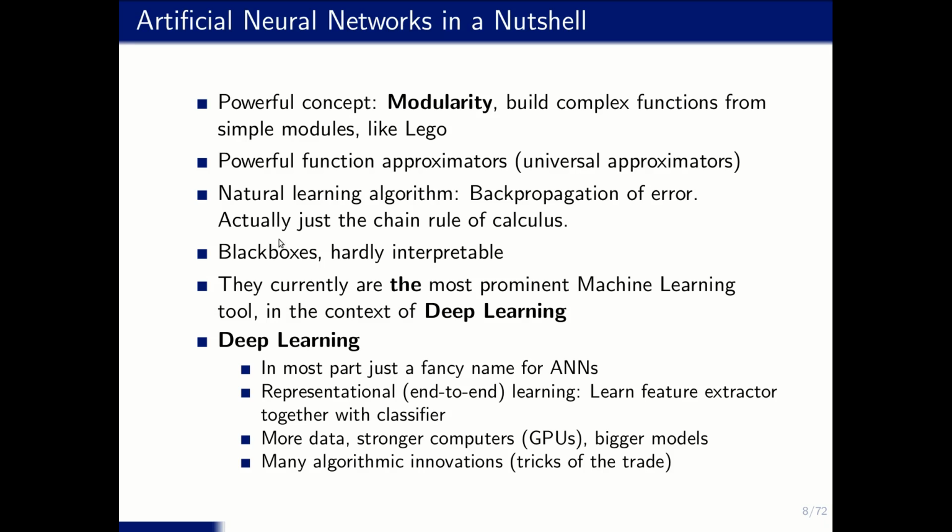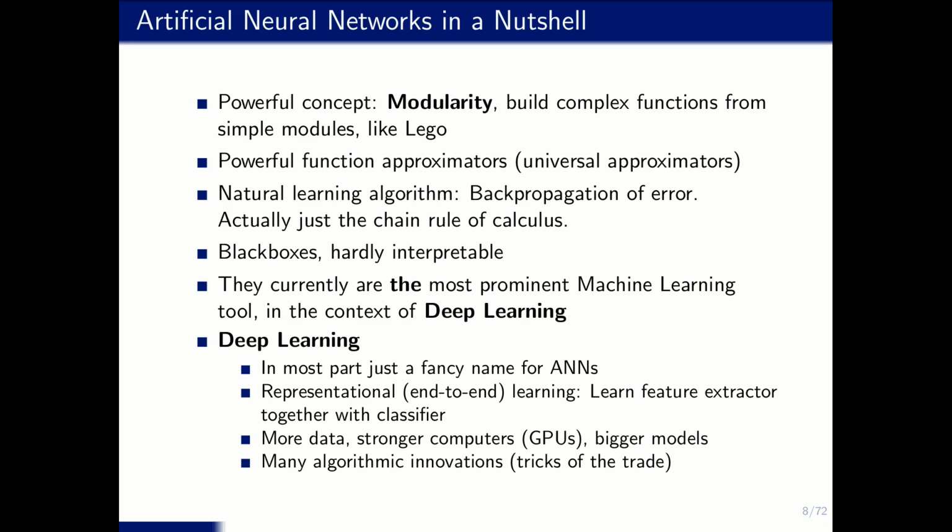The major downside of neural networks is that they are black boxes. This is the same downside as we have in biological neural networks. If we see a brain, we actually don't know what this brain really does by just looking at it. So brains and also artificial neural networks are hardly interpretable.